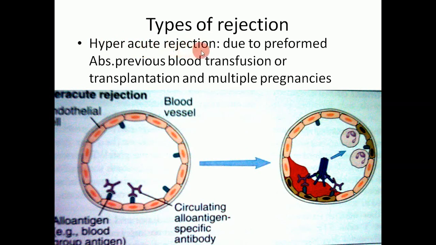Hyperacute rejection, which occurs due to preformed antibodies, and these antibodies are formed due to previous blood transfusion or previous transplantation, or due to multiple pregnancies. Here is the mechanism: this is the antigen in the blood vessel of the donor kidney, and the body will form antibodies against these antigens, and this leads to complement fixation, and attraction of neutrophils and formation of microthrombi, which lead to necrosis.